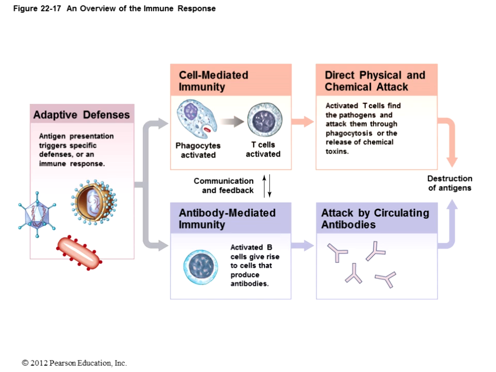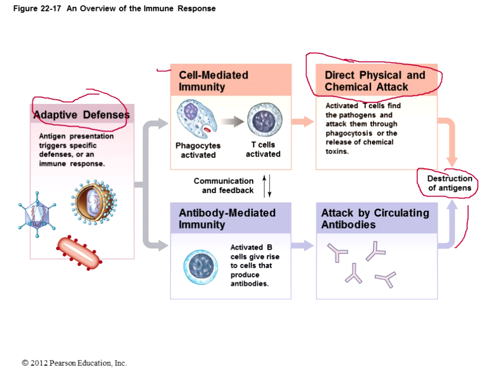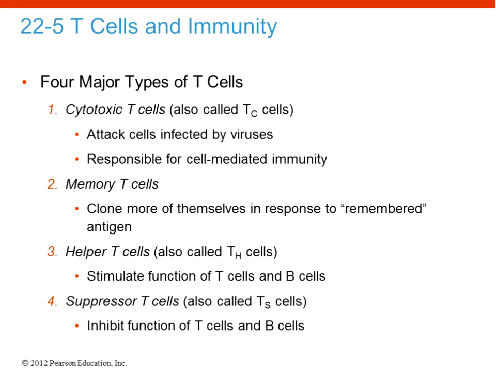Okay? And so here is a nice flow chart that shows how these adaptive defenses work. You have the cell-mediated pathway, right? Phagocytes and T cells are activated, and they directly attack, physically or chemically, to destroy the target. Antibodies are the result of B cells that produce antibodies. The antibodies circulate in the plasma and then destroy antigens that way. So the end goal is the same for both pathways. It's just one is cell-based and one is antibody-based, all right? And that's what we're going to look at next.